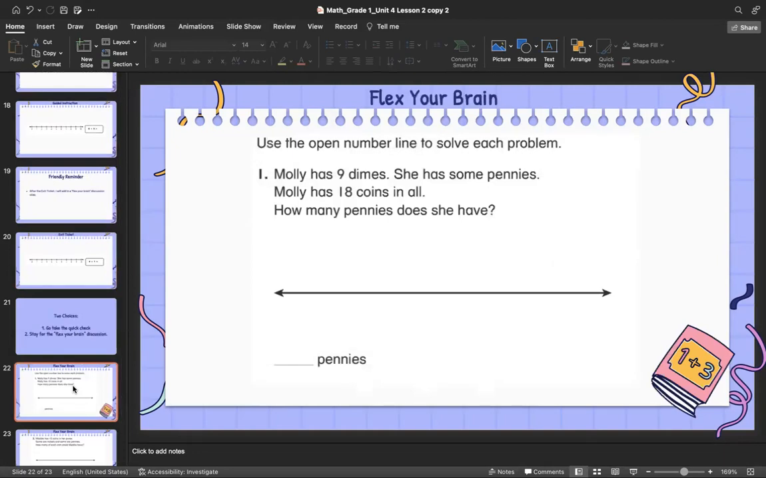Here is your flex the brain. If you want to stay and do these, you're more than welcome to. Again, you don't necessarily have to use the open number line. You can just do the equations and use counters or your tens and ones chart, which would be really helpful in this.